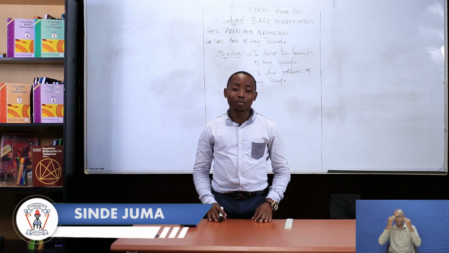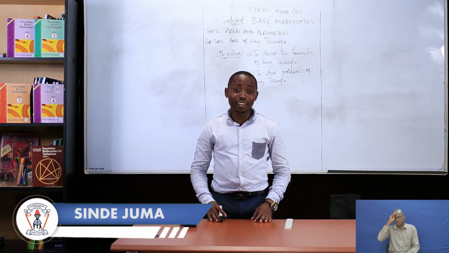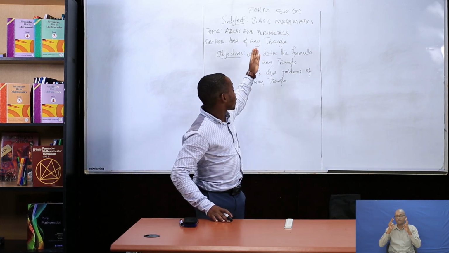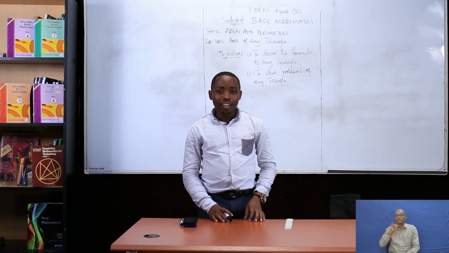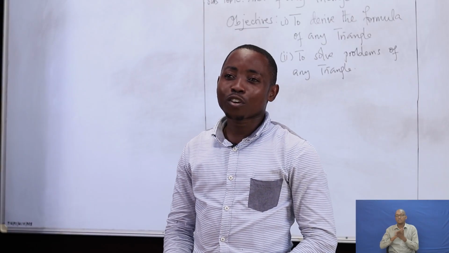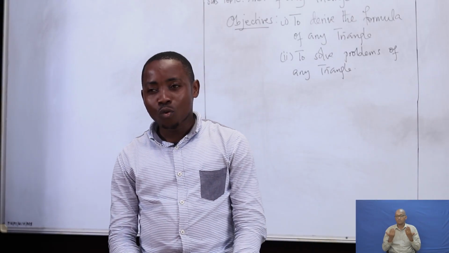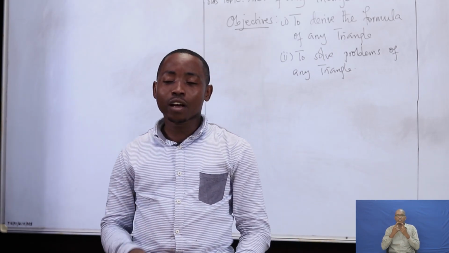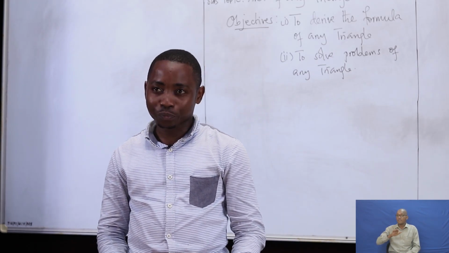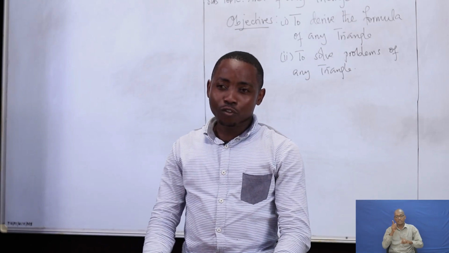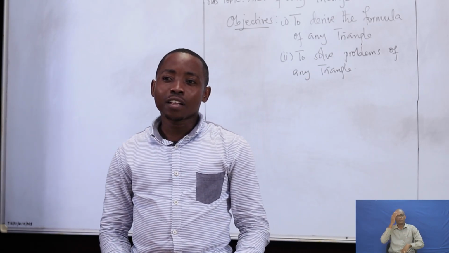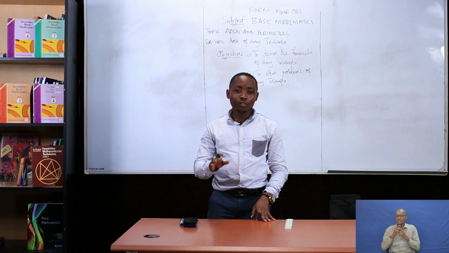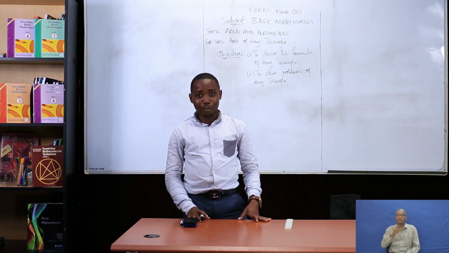Here is your teacher, Mr. Sinde Juma. We are going together to discuss a topic which is known as areas and perimeter, as it is seen on the board here. Today, in this topic of areas and perimeter, we are going to discuss one part which is known as area of any triangle. I know that in Form 2, you have discussed the area of a triangle, but specifically right-angled triangle.